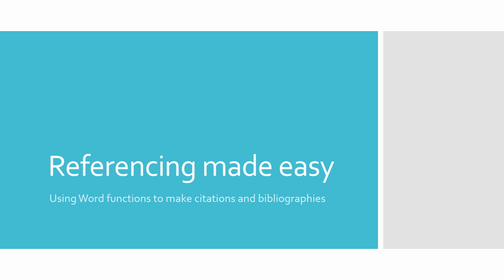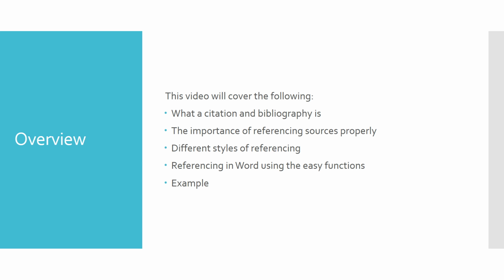So what I'm going to be going through here in this video, and this is an overview, is basically what a citation and bibliography is, why it's really important that we do these properly, the different styles of referencing, and then most importantly how we can do this in Word very easily, so you don't even really need to learn anything yourself. You just need to put the information in and then it does everything for you. And I think this is something that students really need to learn, because referencing sounds like a very hard task but it's actually very easy. So that's the real point of this video.